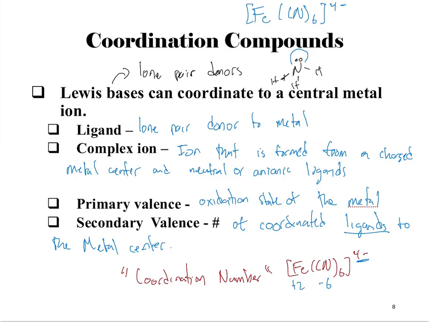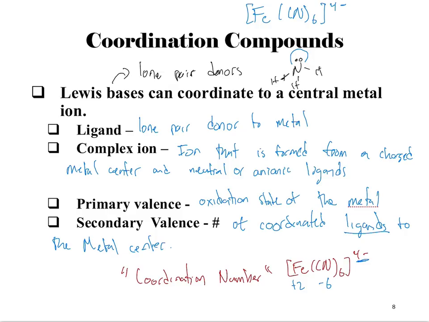And then the secondary valence, which is the coordination number, is just the number of coordinated ligands. What would that be here? It would be 6, right? Because we have 6 of the cyanate ions there. We have 6 of them, so the secondary valence or the coordination number would be 6.